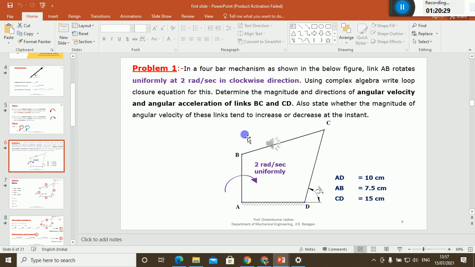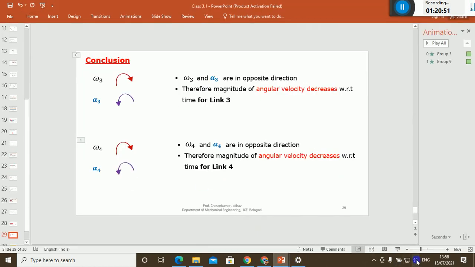So as I said, for link 3, both angular velocity and acceleration are moving in opposite direction. It means the angular velocity for link 3 is decreasing. Same for link 4 also, because the angular velocity and acceleration of link 4 are also opposite. One is clockwise and the other is counterclockwise. It means the angular velocity of the fourth link is also decreasing. So finally, I got this conclusion.